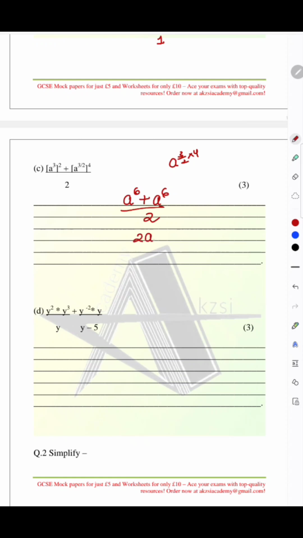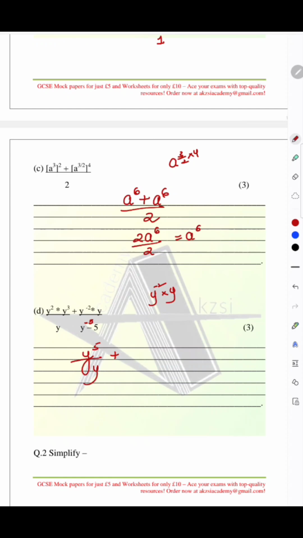This is 2 times a to the power of 6 over 2. And finally, it's a to the power of 6 only. Then, y squared times y cubed over y plus y to the power of negative 2 times y divided by y to the power of negative 5. Okay, so y squared times y cubed is y to the power of 5 over y, plus y to the power of negative 2 times y.